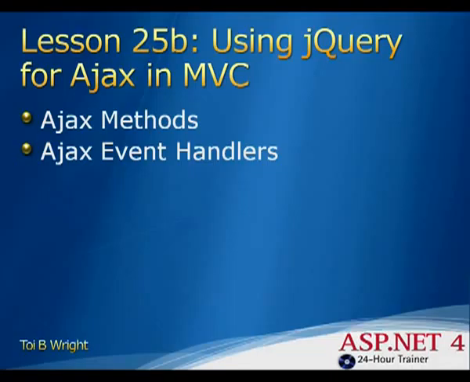The .load method loads HTML into the specified element, and the $.post method loads HTML using an HTTP POST request. The simplest way to fetch data asynchronously from the server is to use the .load method. The .load method can be used to replace the update panel server control that was introduced in Lesson 24A. These are the global Ajax event handlers that jQuery provides: Ajax complete, Ajax error, Ajax send, Ajax start, Ajax stop, and Ajax success.